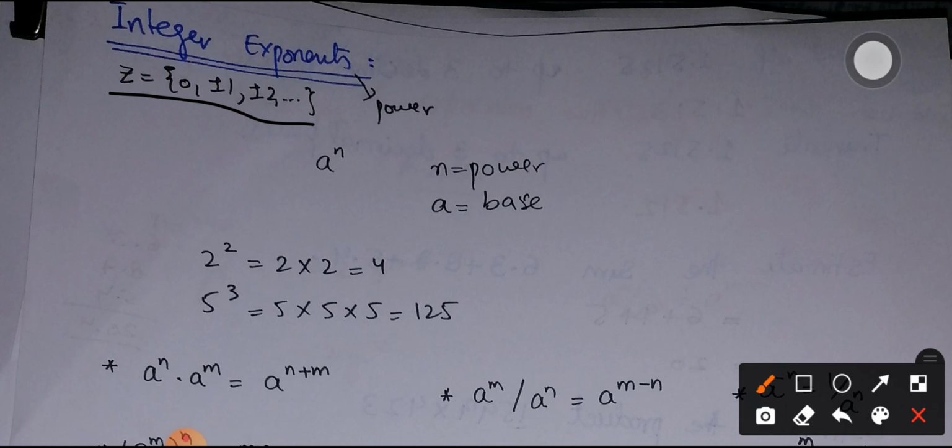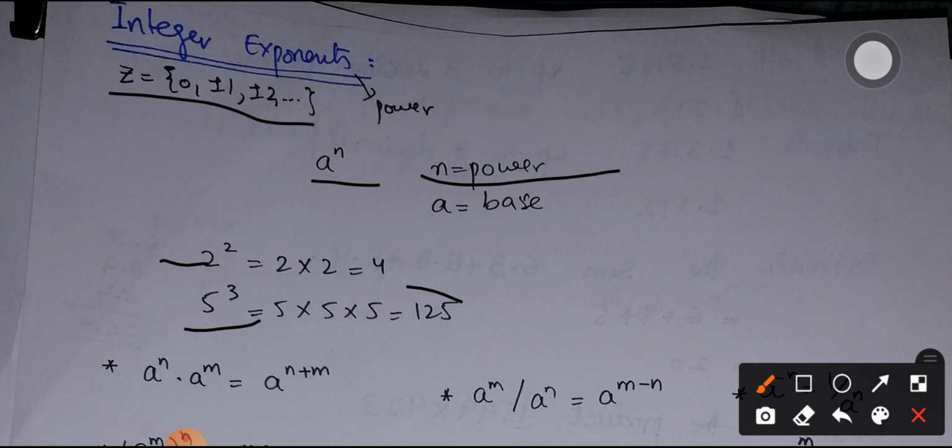Exponent means the power. So generally we have a power n, where n is representing the exponent or power and a is the base, and there are some properties. Basically the exponent tells us how many times a number must be repeated in multiplication. For example, 2 power 2 means I will multiply 2 two times, so I will get 4. Similarly 5 power 3, that is 5 repeating 3 times in multiplication, so 5 into 5 into 5, that is 125.